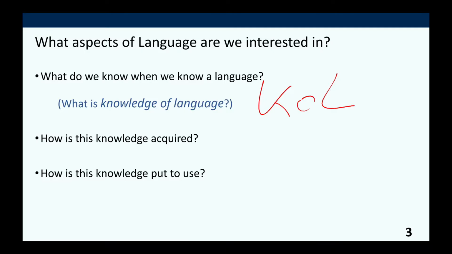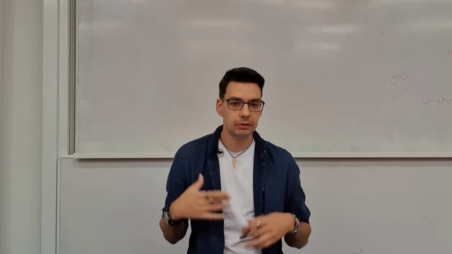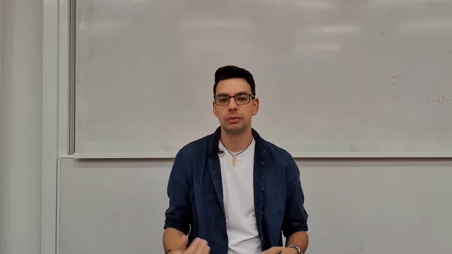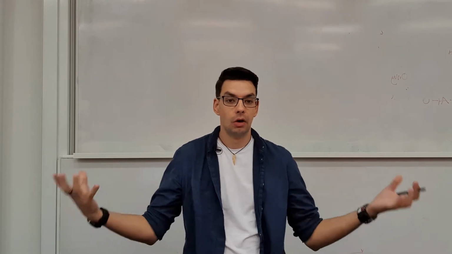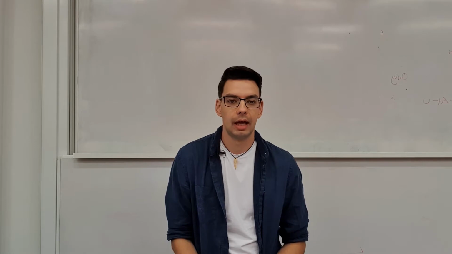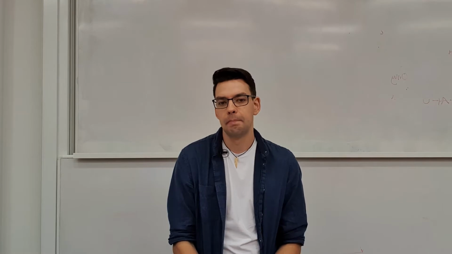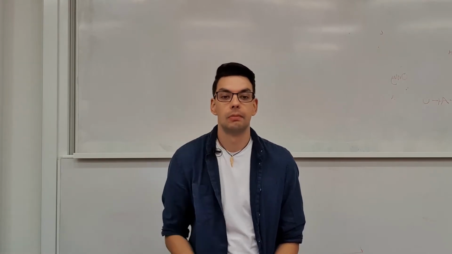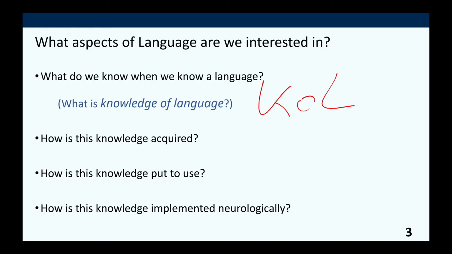Then we might ask how that knowledge is put to use. That knowledge is not just stored in our mind, but of course we use it to speak, to interact with people, to externalize that knowledge as language, and also to comprehend the language that we find around ourselves. Now, knowledge of language being a property of the mind, and the mind being something that the brain does, we might ultimately also ask, how is language implemented in the brain on the level of neurons that fire at different times and that interact with one another?